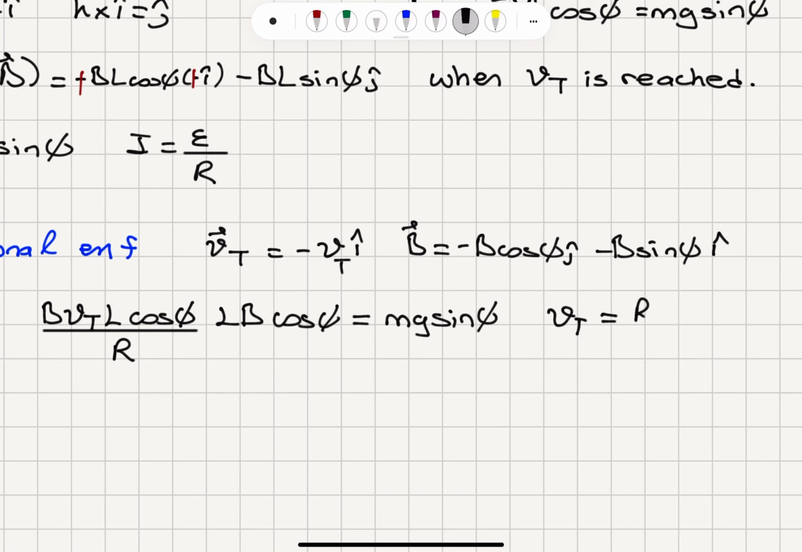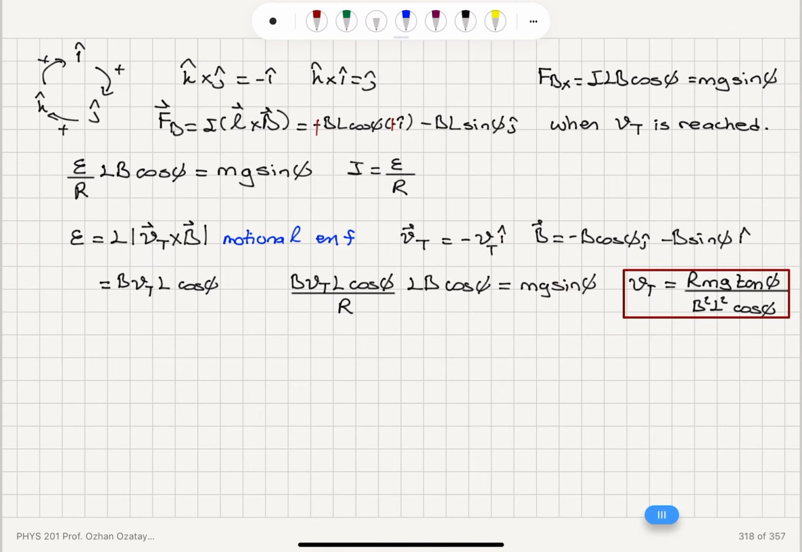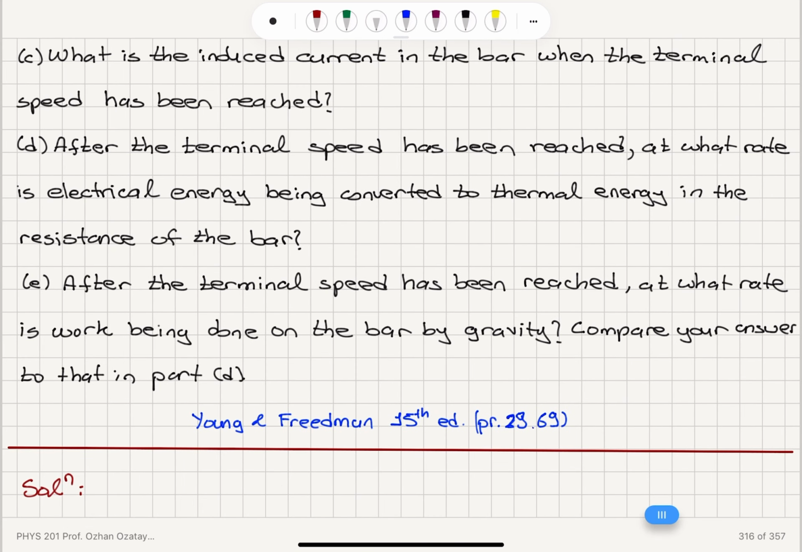capital R mg sine phi over cosine phi, which is tangent phi, divided by B square L square cosine phi. So we have calculated the terminal speed of this bar. Part C, what is the induced current in the bar when the terminal speed has been reached?